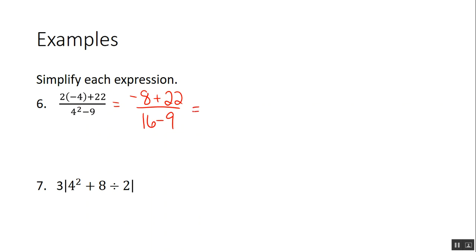Now we do need to do addition and subtraction here because you can't divide until you have a number on the top and the bottom. So negative 8 plus 22 is 14, and 16 minus 9 is 7, and this reduces all the way down to 2. 14 divided by 7 is 2, or if you look at it as a fraction, 2 over 1.